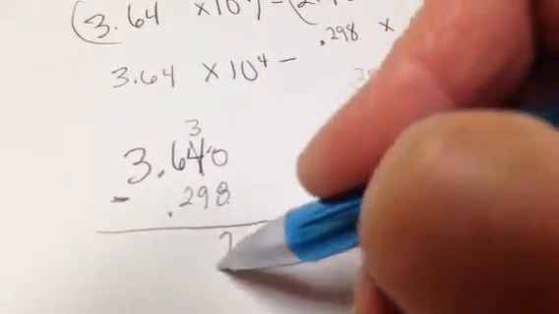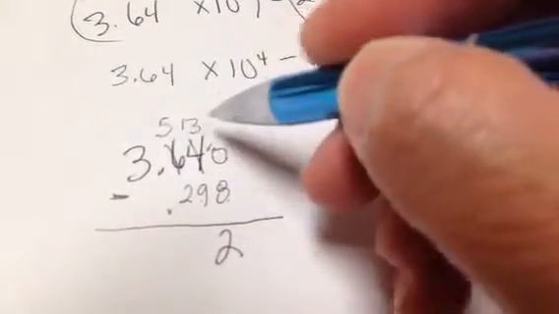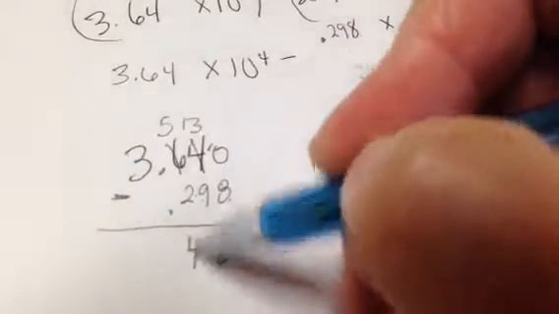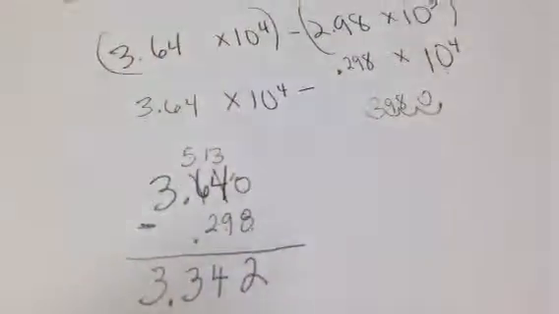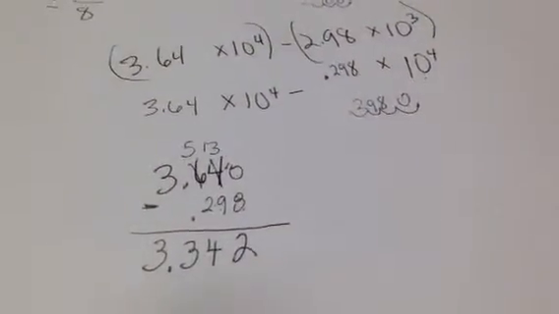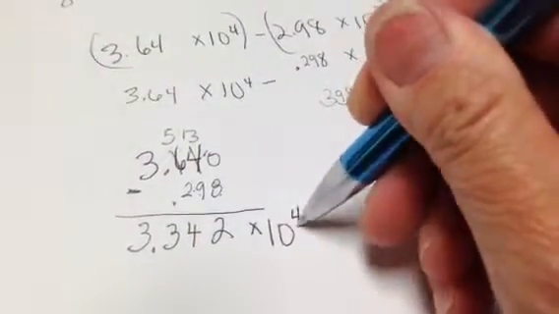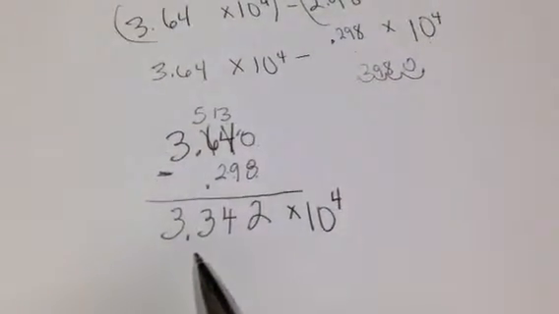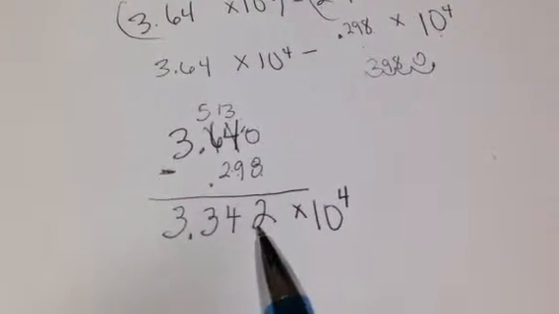10 minus 8 is 2. Can't take 9 away from 3. Borrow here. 13 minus 9 is 4. 5 minus 2 is 3. 3.342 times 10 to the what? Times 10 to the 4th. And since this number is greater than 1 and less than 10, this is written in scientific notation, and this is your final answer.